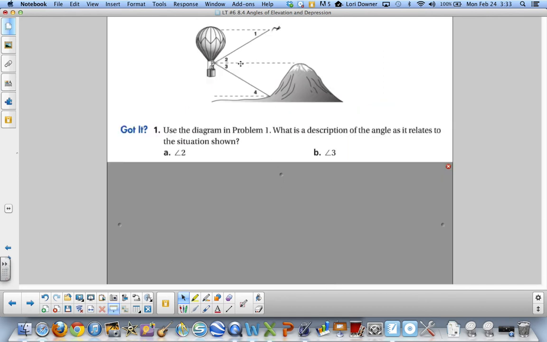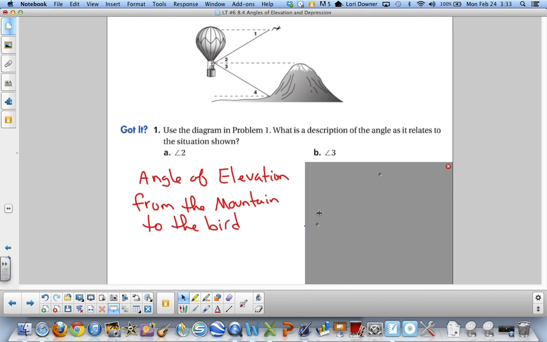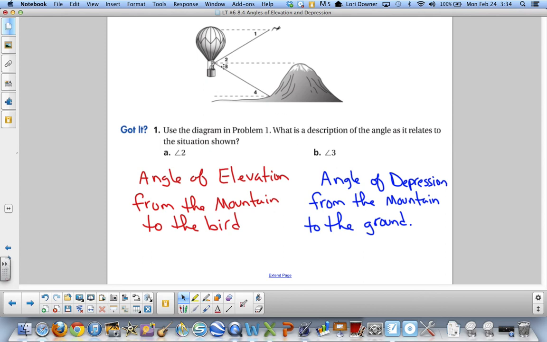Let's take this example and label angles 2 and 3. Pause the movie, try this on your own, and press play when you're finished. So we see that angle 2 is an angle of elevation. It's from the person's line of sight to the mountain up to the bird. So we say this is an angle of elevation because it goes from a horizontal up. Angle 3, we say, is an angle of depression because it goes from the horizontal, or the top of the mountain, down to the ground.